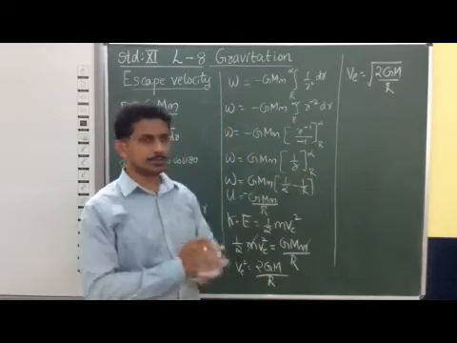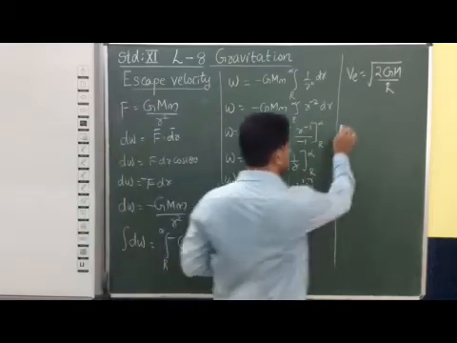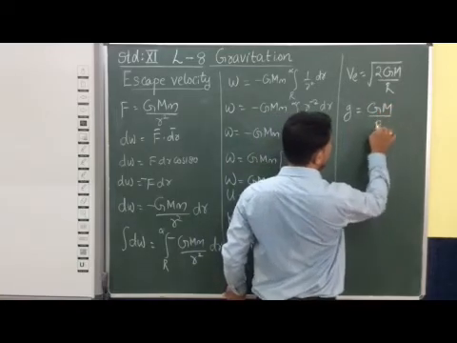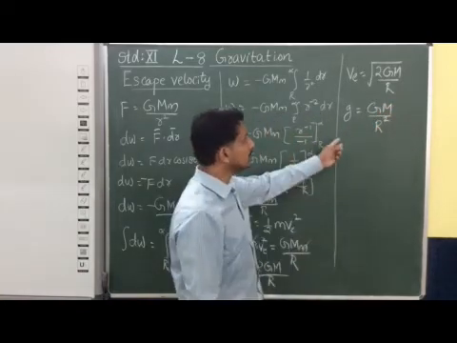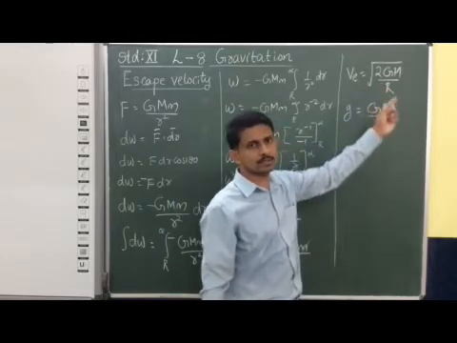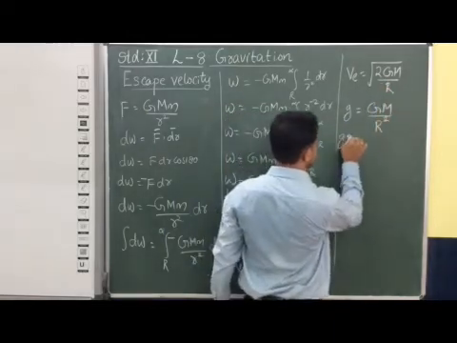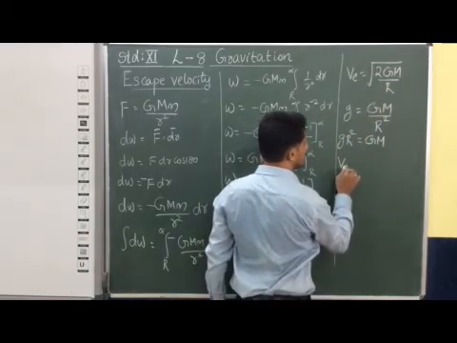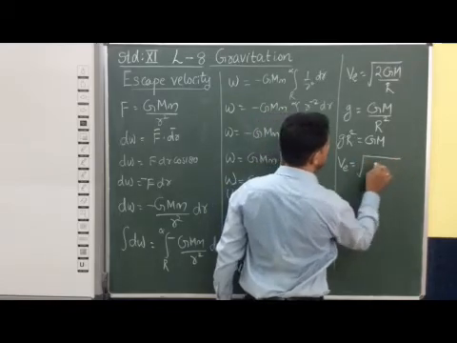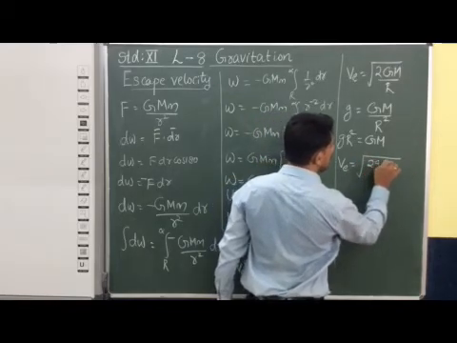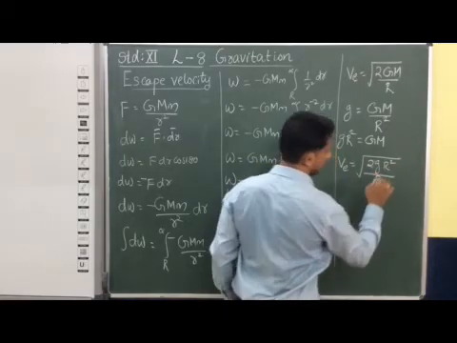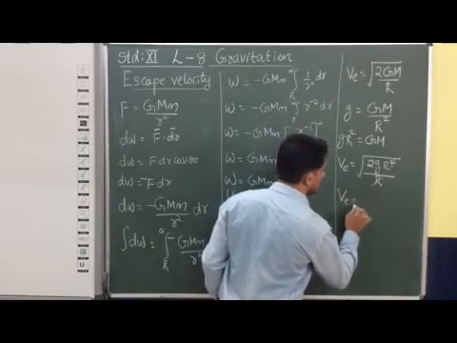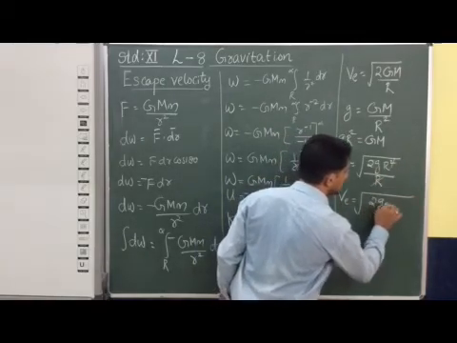We can modify this equation. We know the value for acceleration due to gravity g is GM divided by R square. So on the basis of this equation we can write g R square is equal to GM. If we substitute this value here, our equation becomes escape velocity is under root of 2g R square divided by R. We can eliminate this R, so escape velocity is under root of 2gR.